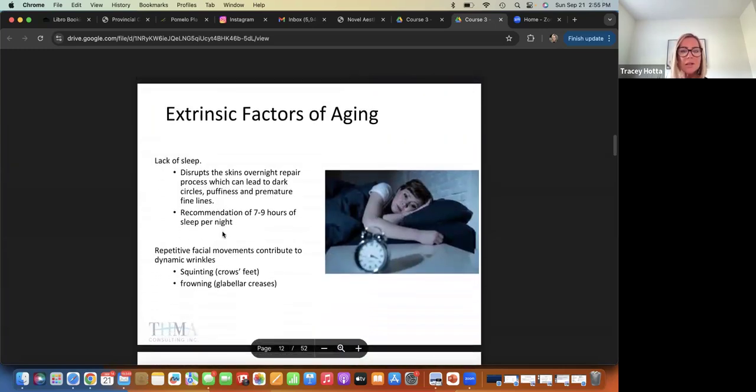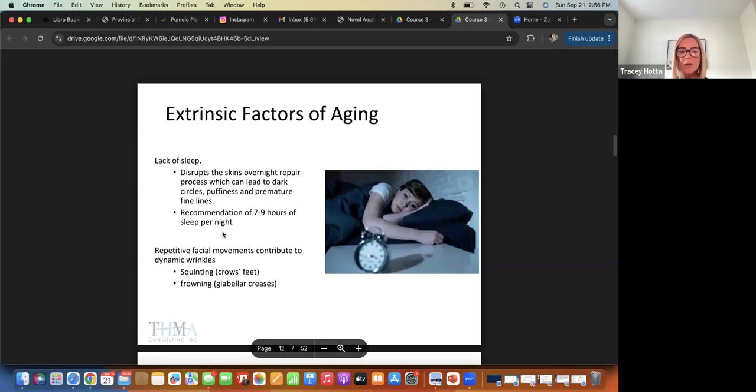Extrinsic factors of aging, something else that can affect this, or things we can control most times: lack of sleep disrupts the skin's overnight repair process, which can lead to dark circles, puffiness, premature fine lines. It's recommended to get 7 to 9 hours of sleep per night. When we sleep, that is when our skin does most of its repairing and most of its work. So lack of sleep can significantly affect how our skin looks as well.